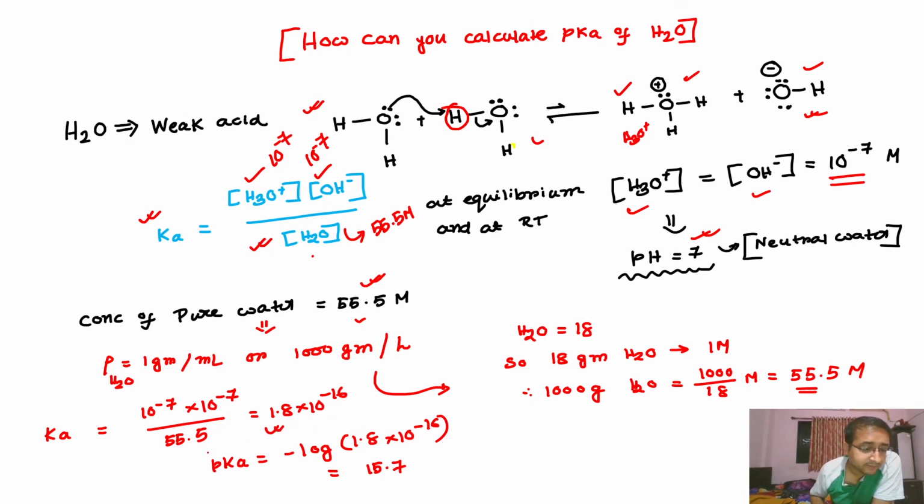If you take the minus logarithm of this Ka, you will obtain the pKa value equal to 15.7. So this is the way you can actually calculate the pKa of water. I hope that you have understood the things I have discussed.